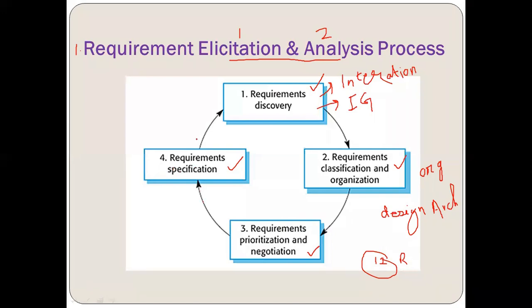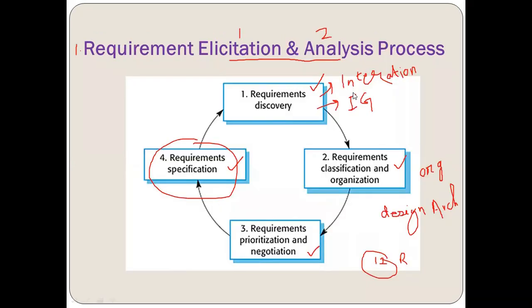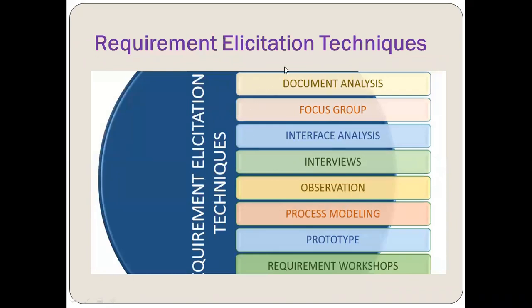And lastly, the fourth step is requirement specification. That means we are going to specify the requirements, right? Now, this is what we were talking about: in requirement discovery, we had interaction and information gathering. How can we gather the information? The answer is here. We are going to use requirement elicitation techniques, such as document analysis, focus groups, interface analysis, interviews, observation, process modeling, prototype, requirement workshop, etc.